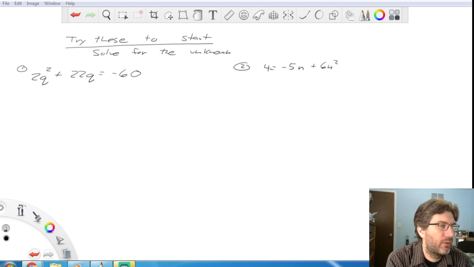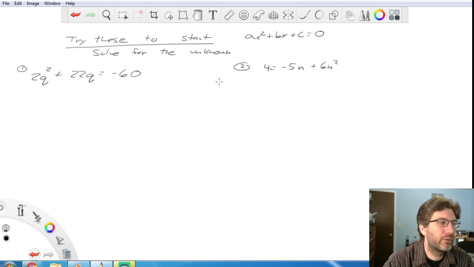If you haven't started already, your first step is to get them in the form of ax squared plus bx plus c equals 0. So you need to get it equal to 0. Whatever it is equal to, get it on the other side. So that will be your first step.